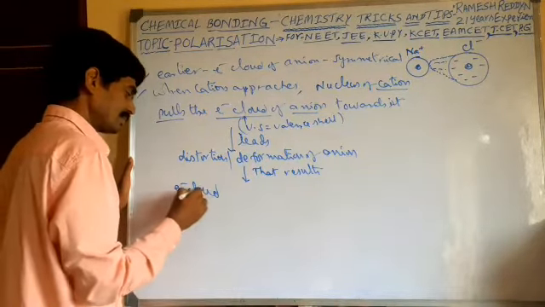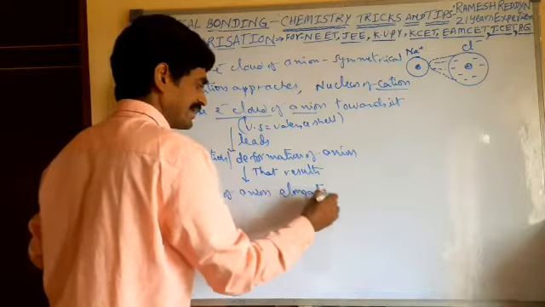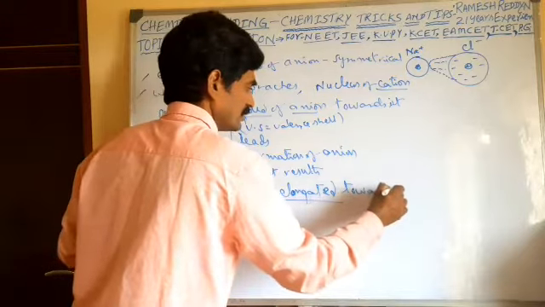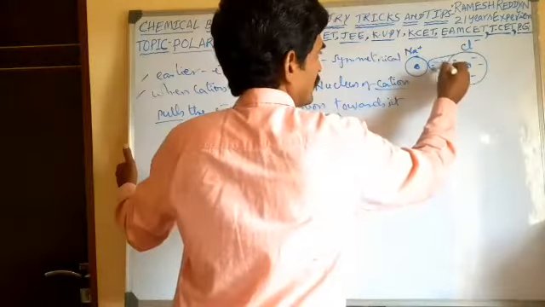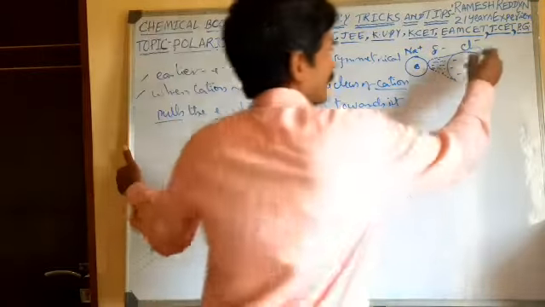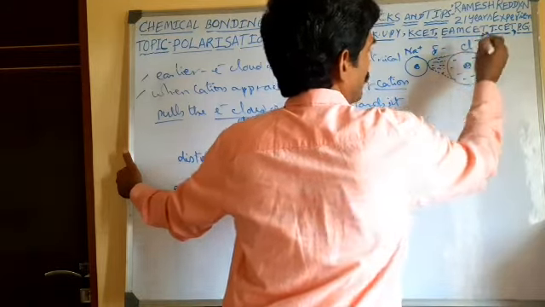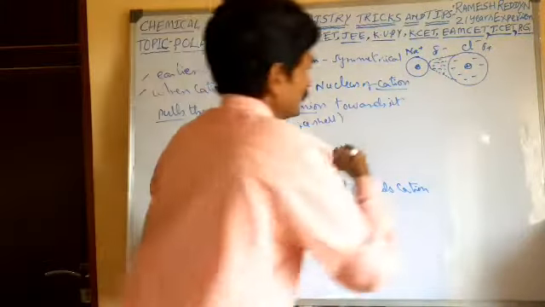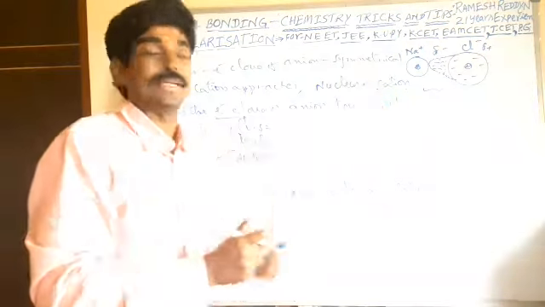Because of that, a partial negative charge is developed on this side, and a partial positive charge is developed on the other side. So when the electron cloud is elongated towards the cation, some extent of sharing of electrons takes place between the two ions.